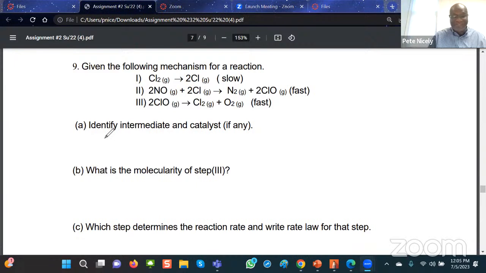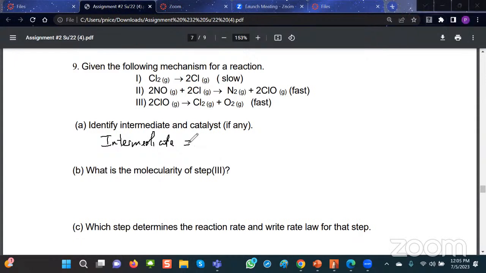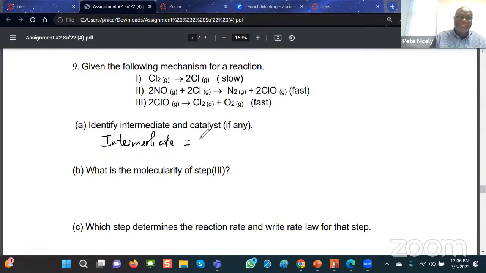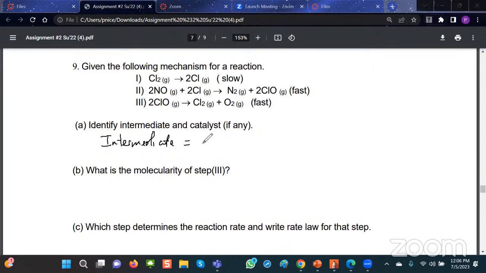I'm going to write down here, intermediate is equal to what? I had a question about this part. Would we just write Cl and ClO, or do we have to write the 2Cl and 2ClO? You don't have to put the coefficient, just the formula for the substance. Okay. But you're right, it's Cl and ClO.